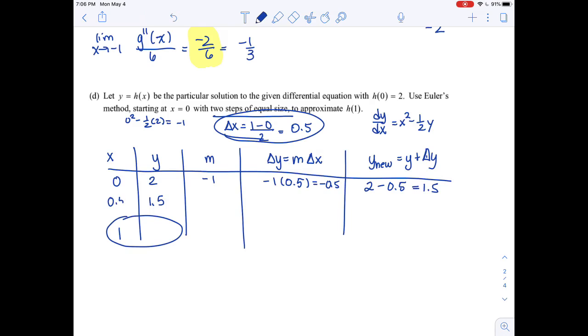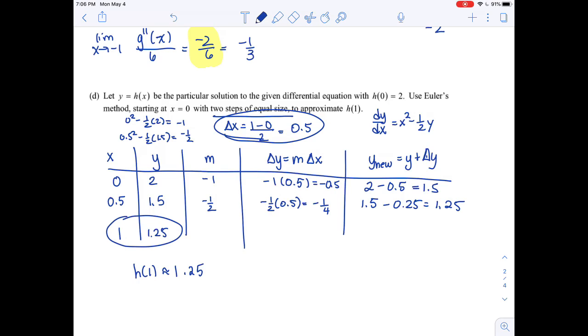Okay, so that goes into my next column where my new y value is 1.5. I had gone up using a step size of 0.5, and now I go back and I calculate the slope yet again. So you're going to plug in 0.5 squared minus 1/2 times 1.5, and you should end up getting a slope of -1/2. Okay, so I'm going to have -1/2 times 0.5, which comes out to be -1/4. I'm going to take my y in this part, so that 1.5 minus 1/4 or minus 0.25, and you end up getting 1.25 or 5/4 if you want to leave it as a fraction. I don't think you have to leave it as a fraction.